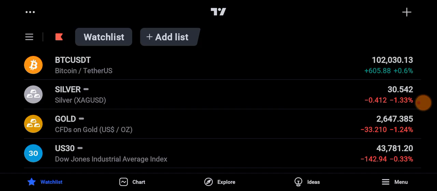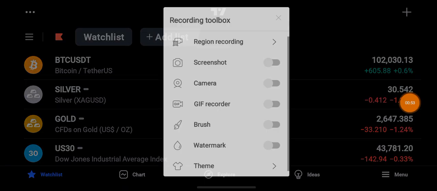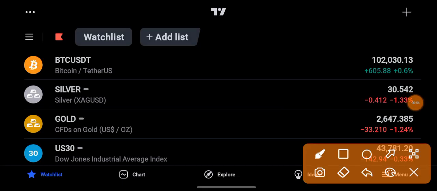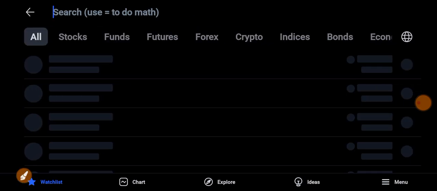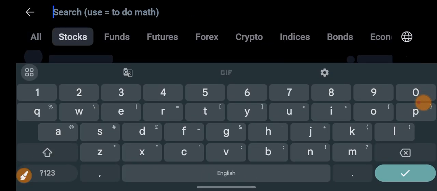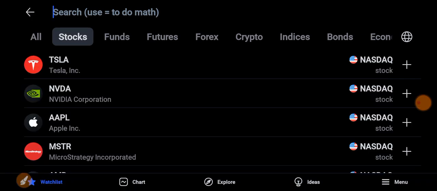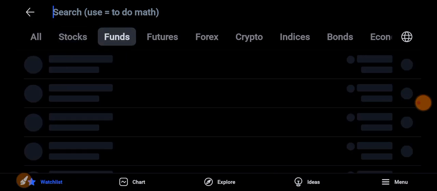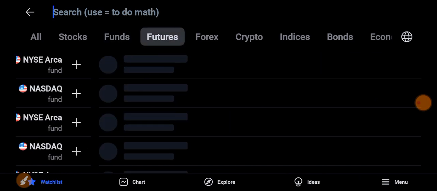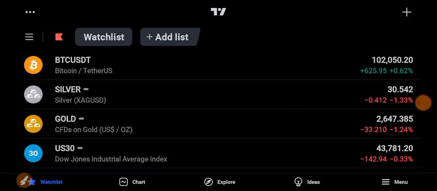You can actually choose if you want to add a pair. You click on that plus sign and then you search for whatever pair that you're looking for. So it's as simple as that. We have the stocks, we have the futures, the forex. So this is basically what you see on your watch list.